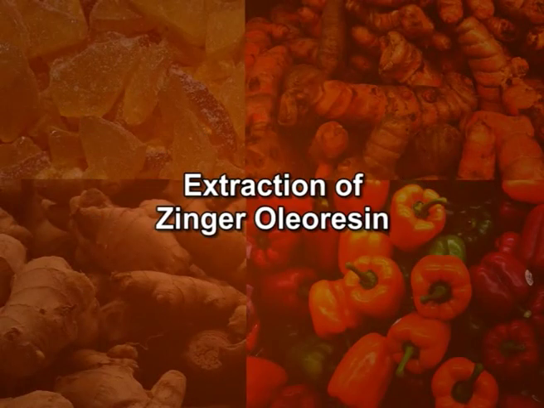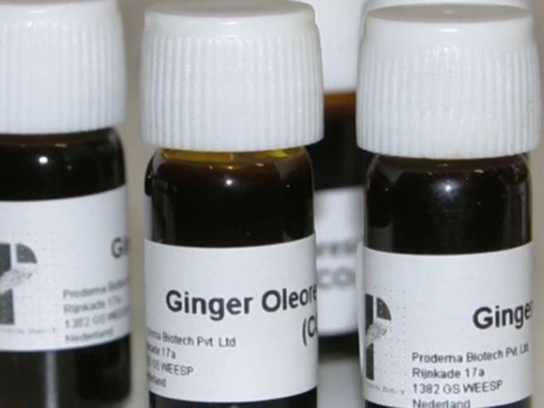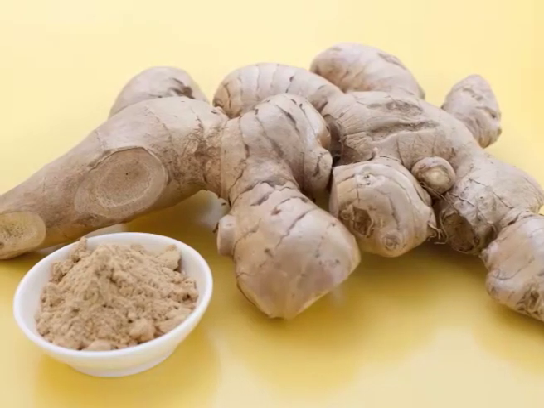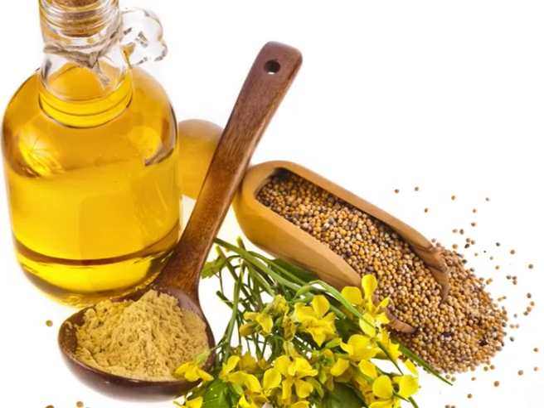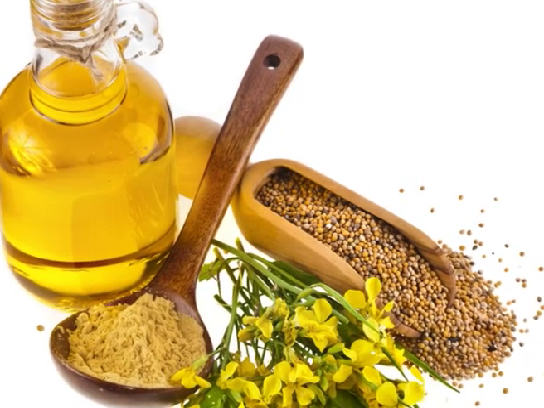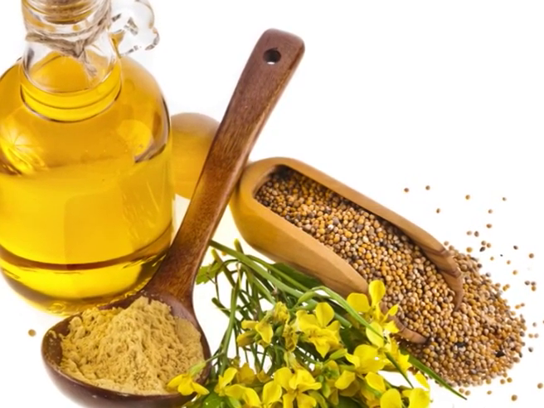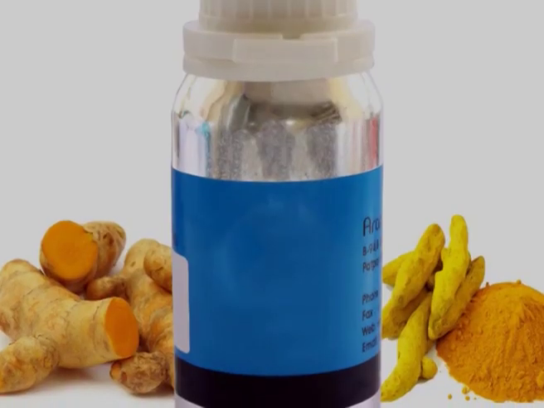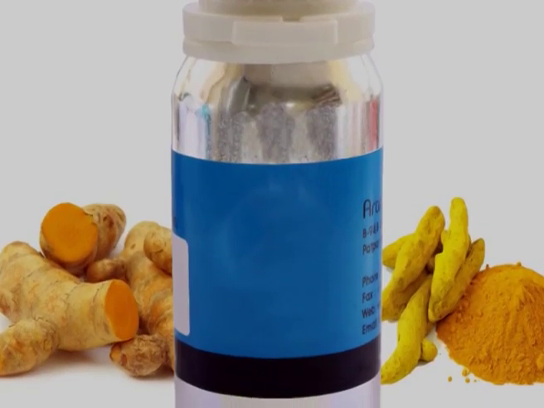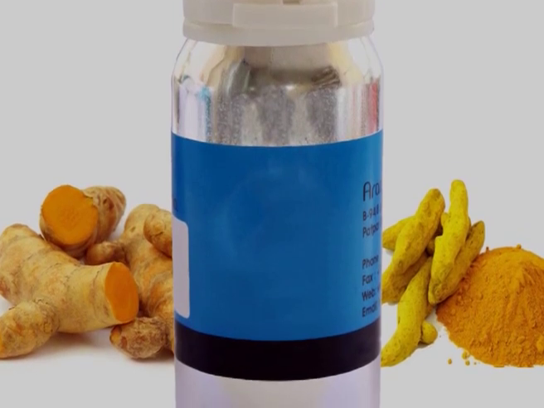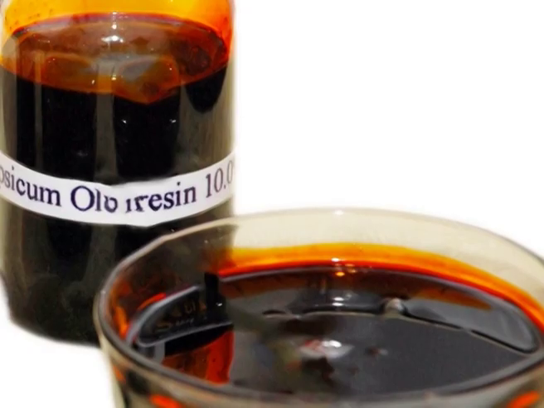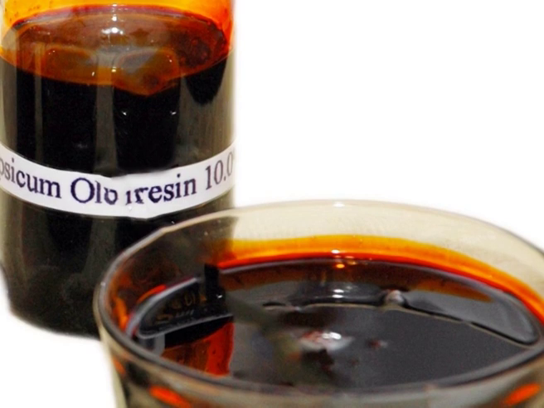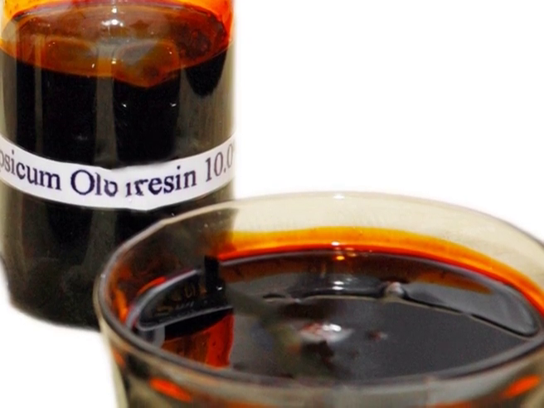Now coming to the extraction of ginger oleoresin. Ginger oleoresin is obtained by percolating the powdered rhizomes of ginger with acetone. After percolation is over, the solvent is recovered by distillation under reduced pressure, leaving oleoresin in the flask. The oleoresin is collected and packed in suitable containers for market. Now coming to the organoleptic characteristics of ginger oleoresin: it is a dark brown, aromatic, pungent, and viscous liquid.